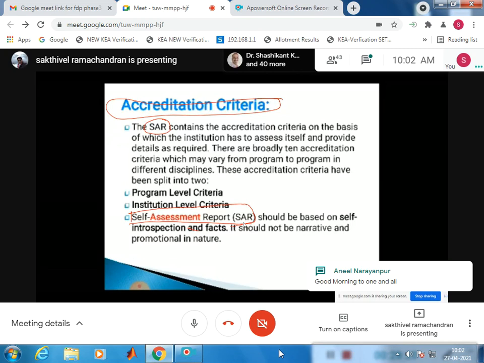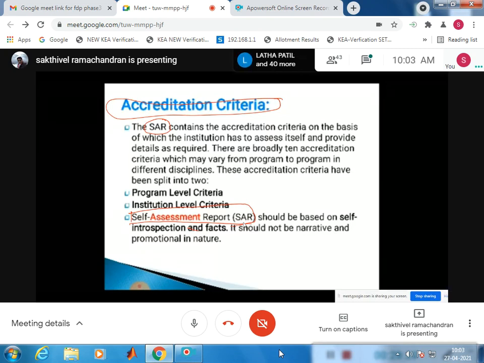In fact, the same SAR is quite common for almost all accreditation processes, irrespective of different agencies. Again, the SAR is to be prepared with facts and introspections. It shouldn't be something like a narrative, which is not giving quantity information. Everything needs to be quantified rather than more of a narration. It should not be self-promotional. Rather, it should be an introspection and facts with appropriate evidence. So prepare a well-drafted SAR.